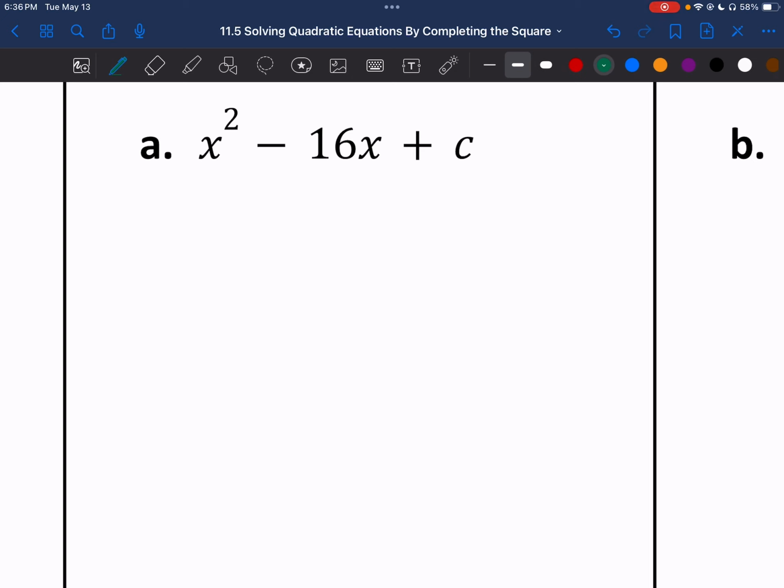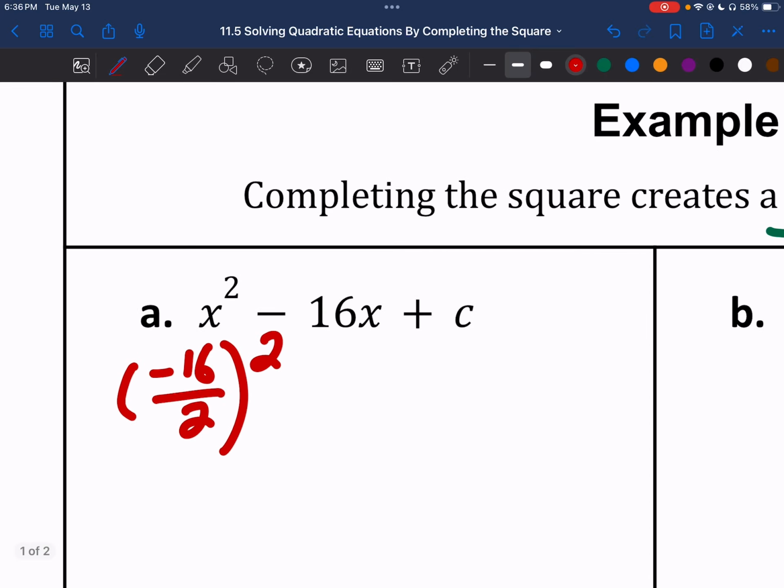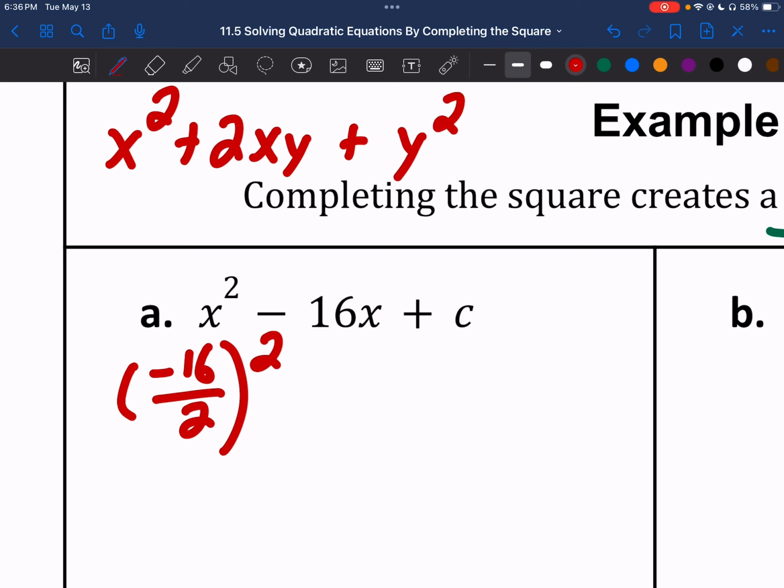So what we're going to do, we are going to take our b value, which is negative 16, and we divide it by 2, and then we square it. So we're finding what is this divided by 2, because if you remember, a perfect square trinomial is going to be one thing squared plus 2 times x times y plus something else squared, right? So by dividing by 2, we're taking that x term, we're dividing by 2, and then we're squaring. We're trying to find what's happening here.